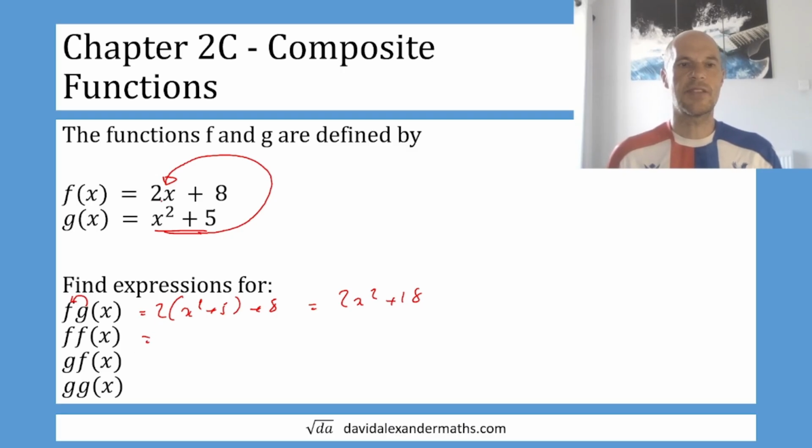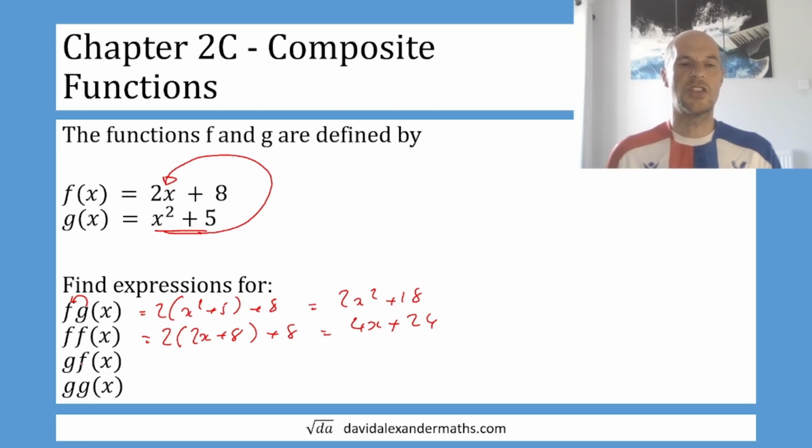Here we're putting f into f. So in f, we've got 2x plus 8. And now this x is going to be replaced with the whole of a new f function. So it's 2 lots of 2x plus 8, plus 8. So if we expand that out, we're going to get 4x plus 16 plus 8, so 4x plus 24.